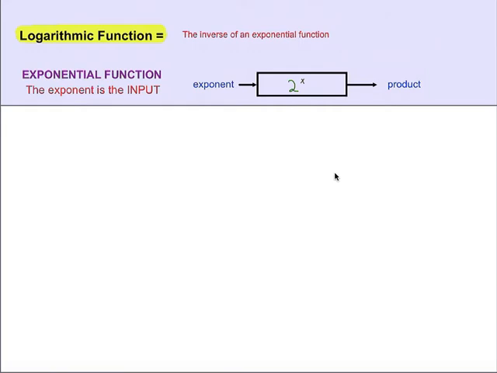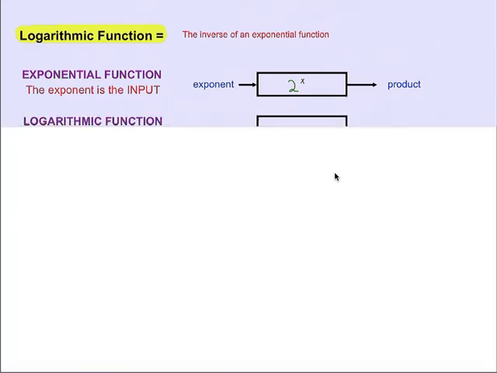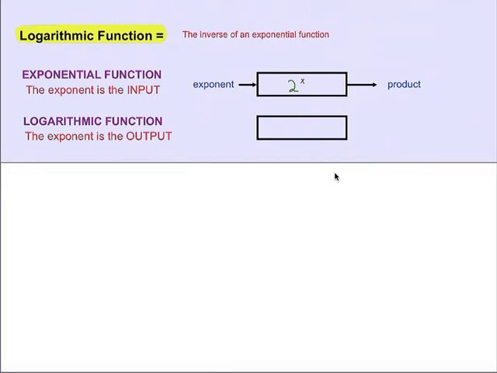A logarithmic function does the opposite. The exponent is the output, which means what we would do is take the output, the product from the exponential function, put it into the logarithm, and we use this symbol for logarithms, log. We read that as log. We'll talk more about how we read that in a second. And the output is the original exponent that you started with.